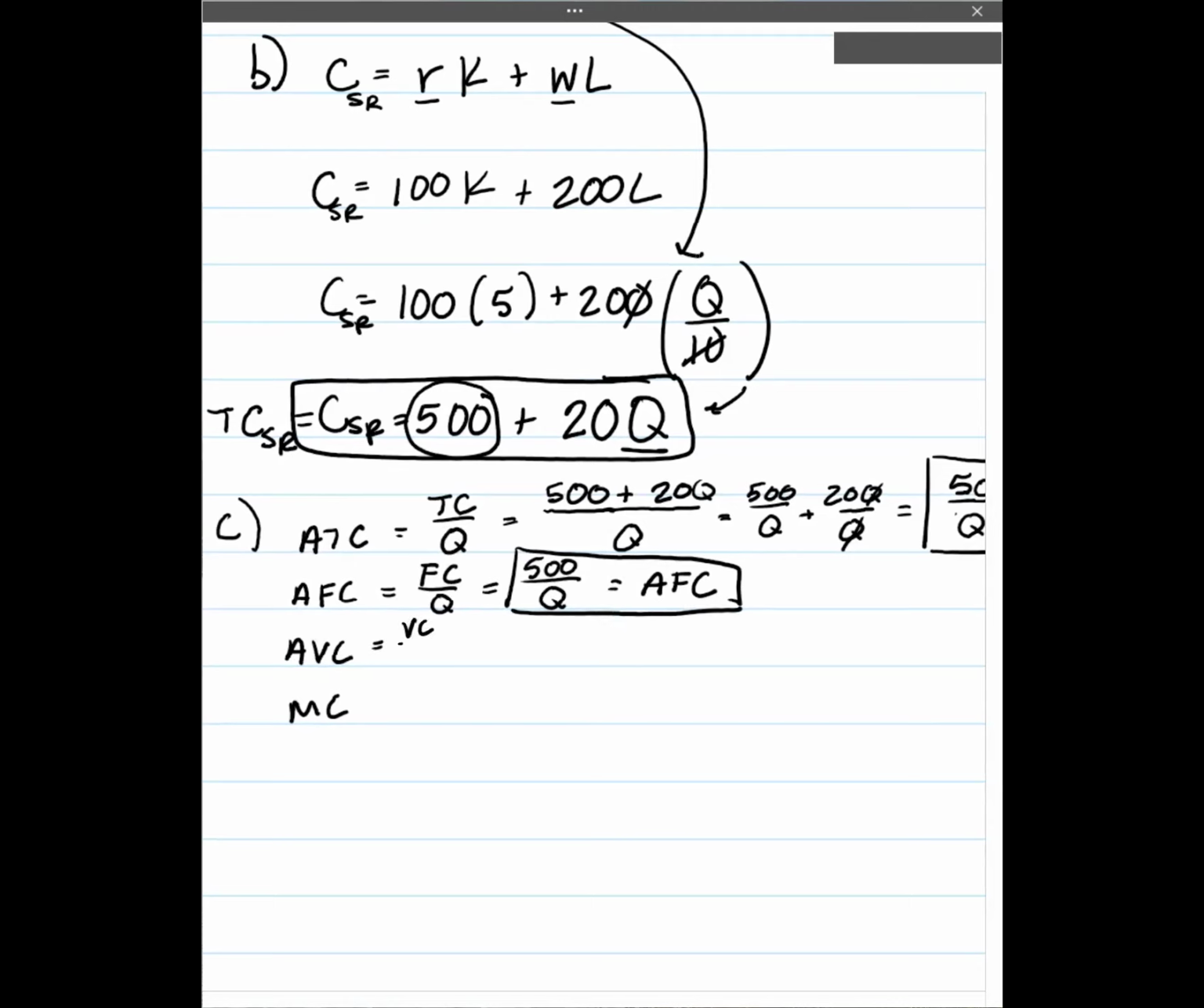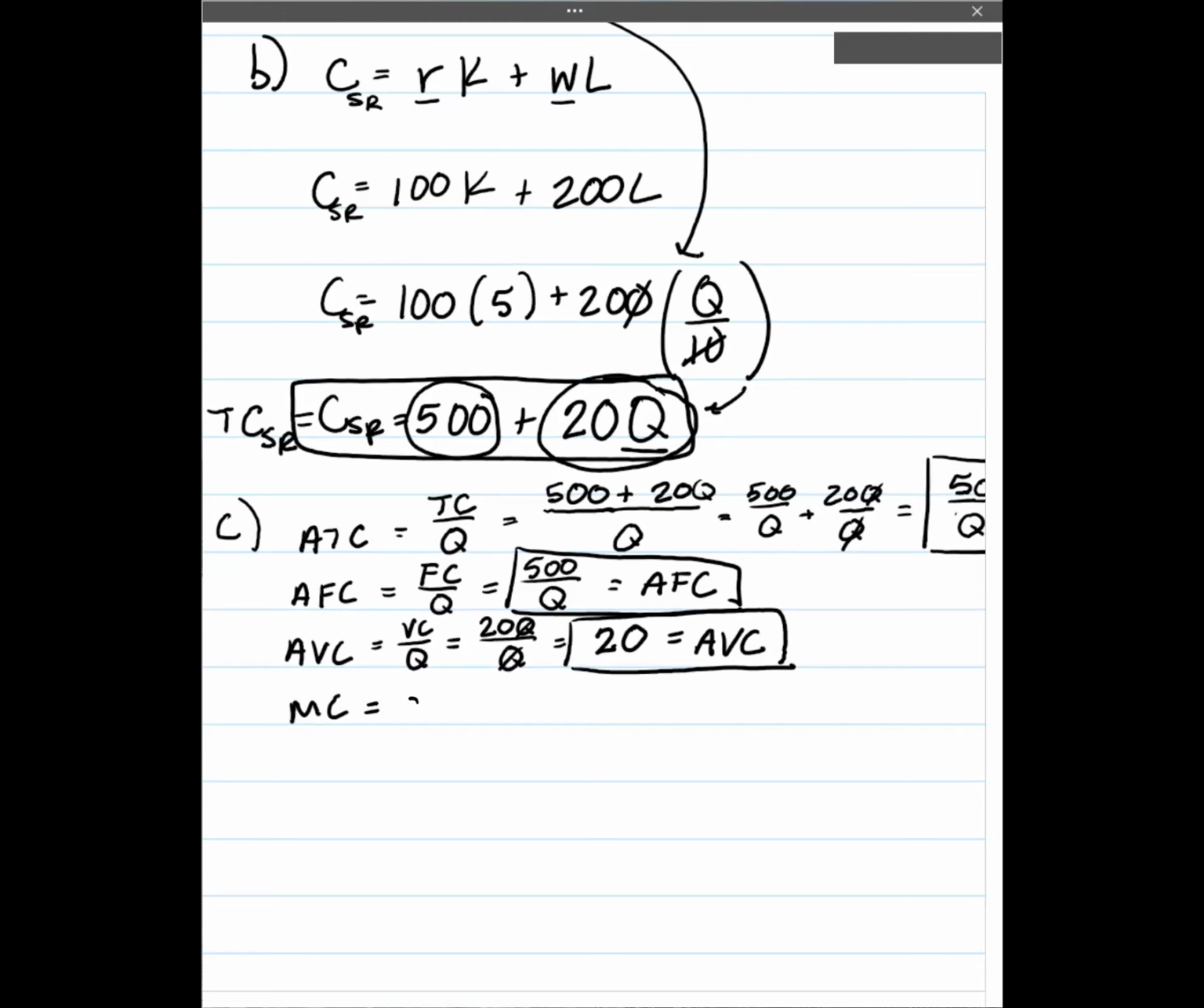Average variable costs are variable costs divided by output, so variable costs over quantity. Our second term in our short run total cost equation is variable cost, right? We know because it's modified by quantity, it depends on quantity. When quantity is 0, 20 times Q goes to 0. So we know that that is our variable cost. So 20 times Q divided by Q, the quantities cancel, and we get that average variable cost is constant at 20.